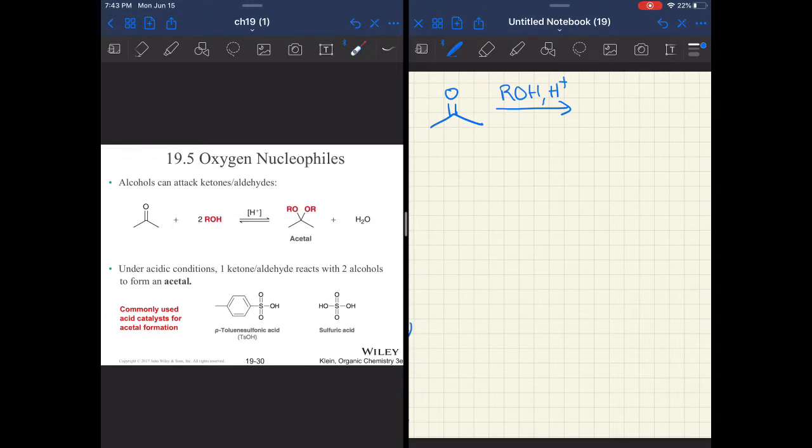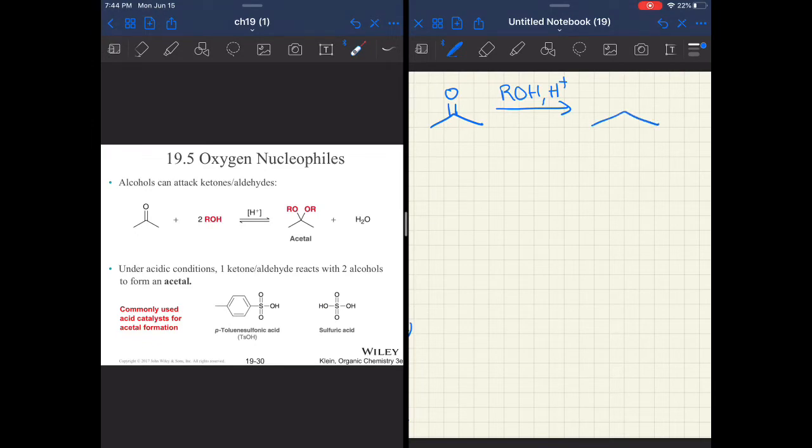Something I want to point out, you are going to use 2 moles of your alcohol, but it is likely also your solvent, so you have excess of this reagent. I will not always put a 2 here. Assume you have enough. If you didn't have enough, you would just get a weird mixture of products.